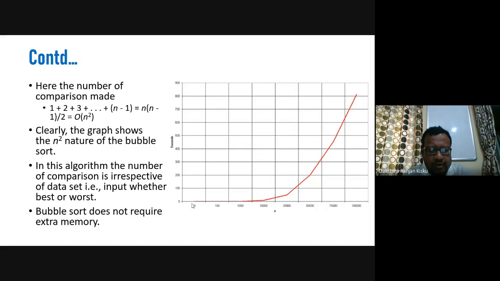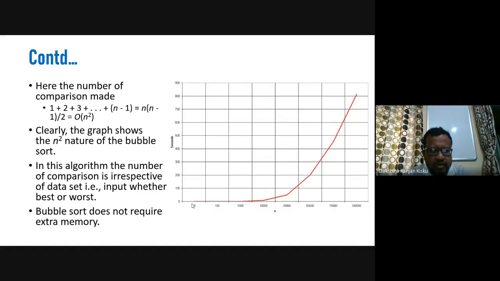If we multiply n with n minus 1 divided by 2, we will have n square minus n divided by 2. So n square divided by 2 minus n divided by 2. Here the dominating term is n square, so based on this dominating term the time complexity will be decided. The number of comparisons will take order of n square time. This is the estimated time complexity, and it represents the number of comparisons to be made during the sorting.